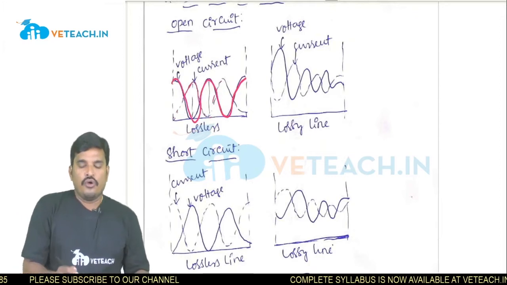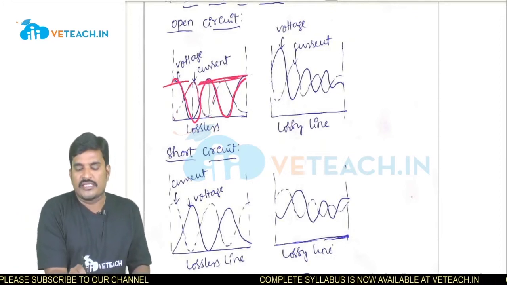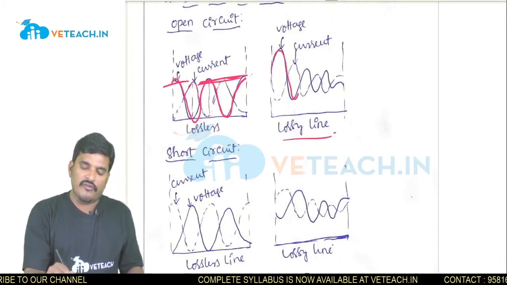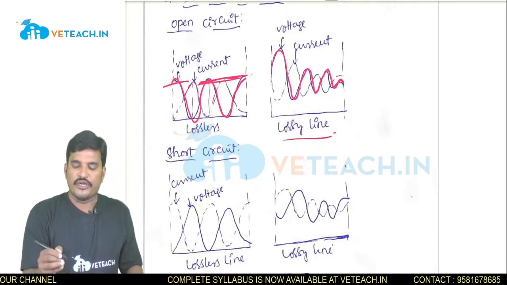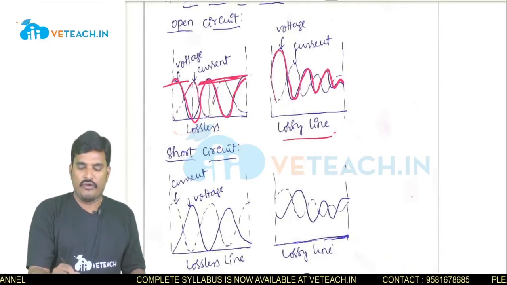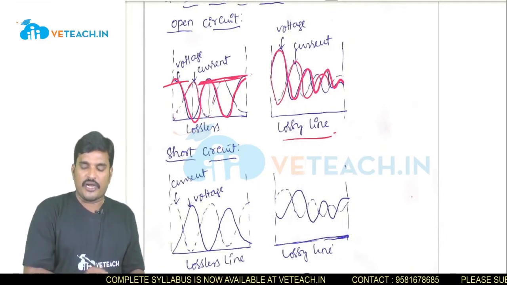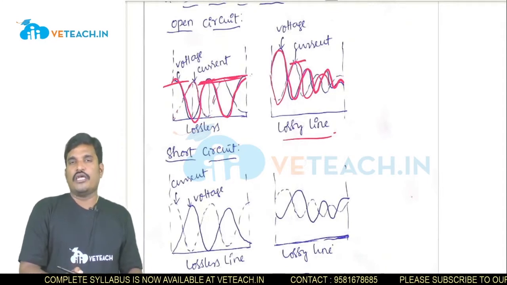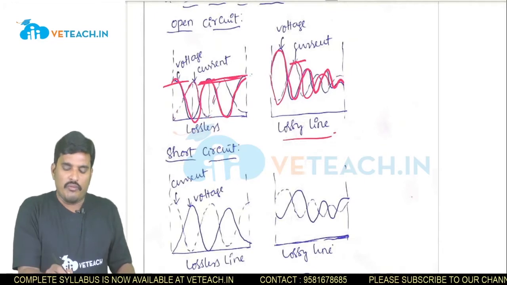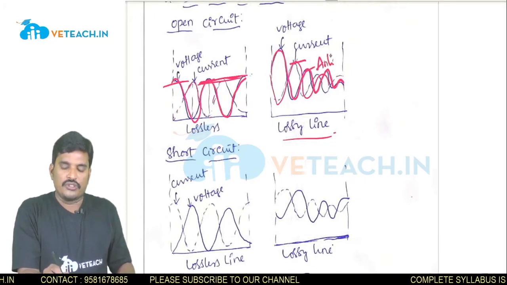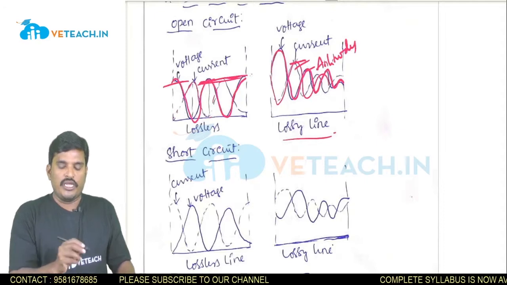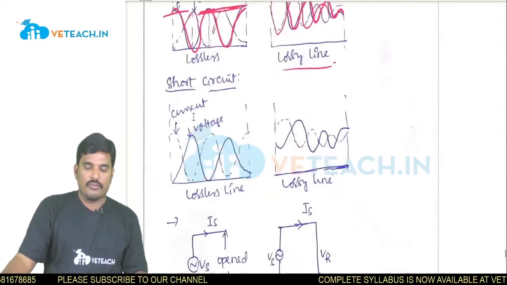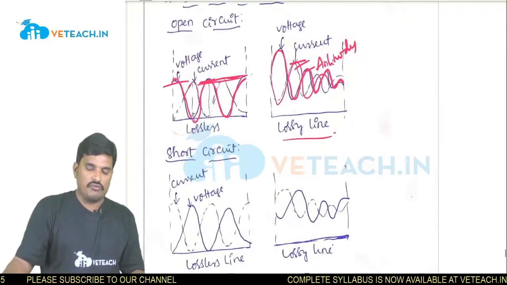For the lossless line there is no change in magnitude; the value remains the same. But when we consider the lossy line, look at that, the wave value is reduced as we go over a distance. The points with maximum amplitude are called nodes, and the points with minimum values are called antinodes. These two points need to be calculated for the open circuit and also for the short circuit, remember.